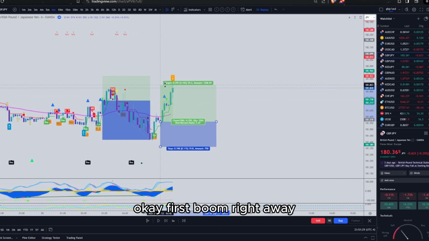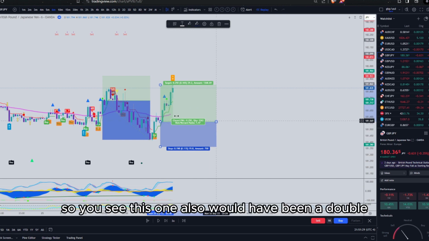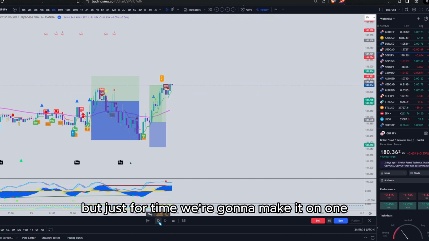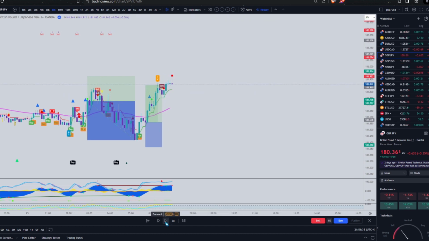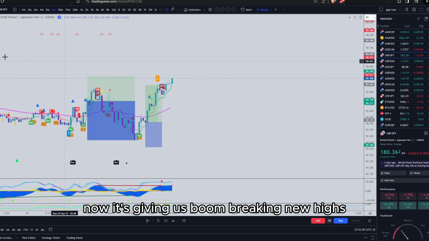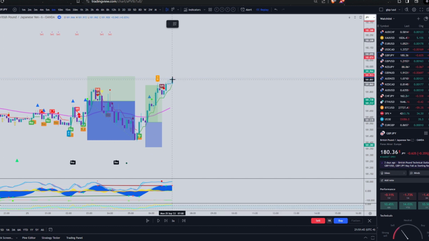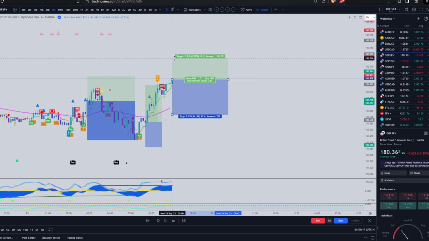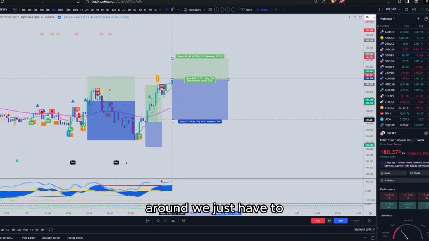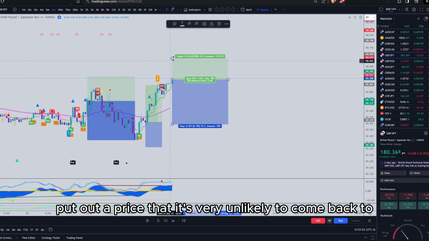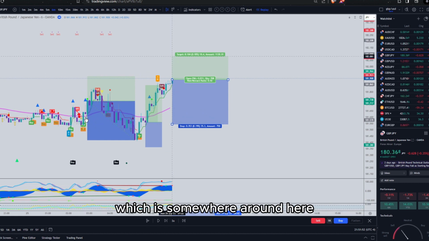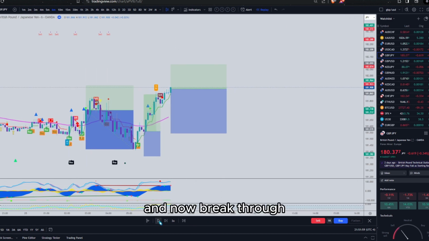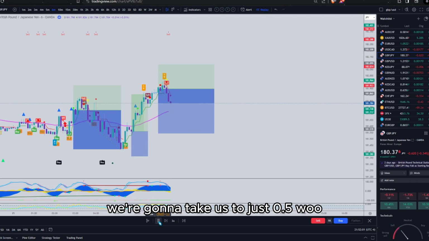Okay, first, boom, right away. You see this one also would have been a double, but just for time, we're gonna make it a 1. Now it's giving us, boom, breaking new highs. We're gonna put this somewhere around here. We just have to put it at a price that it's very unlikely to come back to, which is somewhere around here, because there's going to be a lot of buyers here now. And now breakthrough, we're going to take it just 0.5.